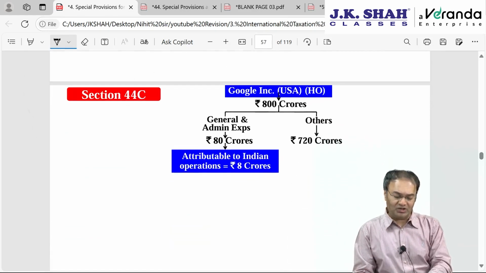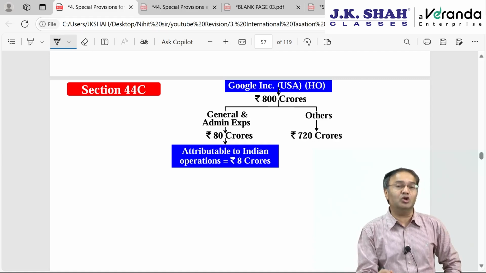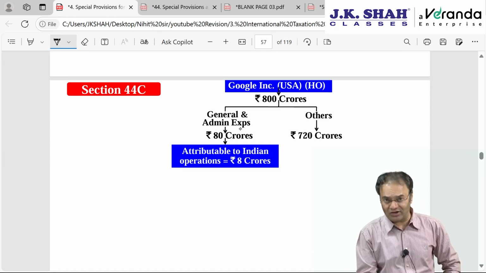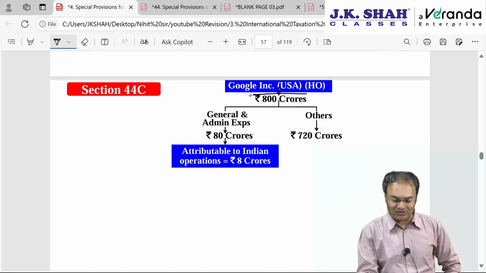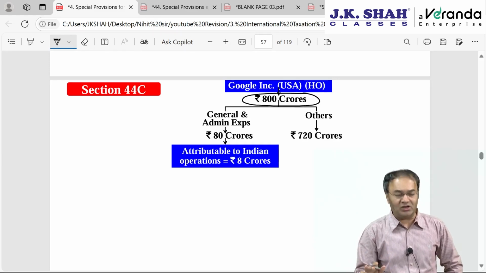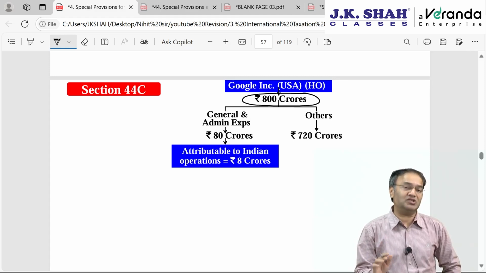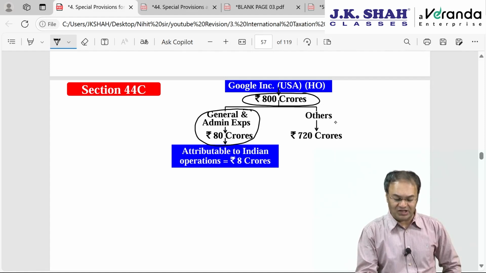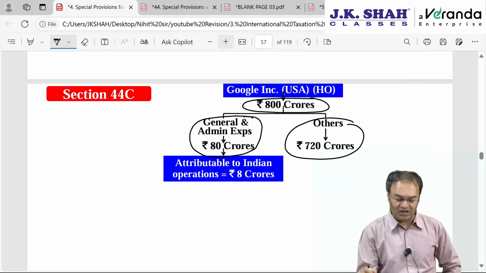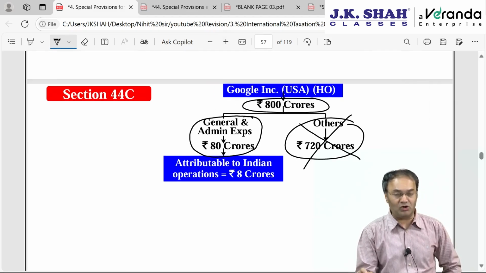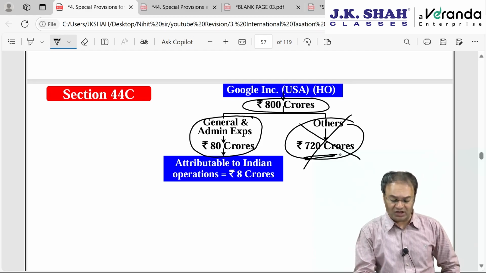So let me remind you with the same example. Suppose Google India, Google is a branch in India, head office is located in USA. Head office has incurred some expenditure in terms of Indian rupees of rupees 800 crore. Expenditure incurred in dollars but converted into Indian rupees is 800 crore. Out of that, 80 crore is a general administrative expenditure and 720 crore is the other expenditure. In that, step number 1, other expenditure to be ignored. No deduction will be allowed for Indian branch making payment to Google head office outside India. No deduction will be allowed for this other expenditure.